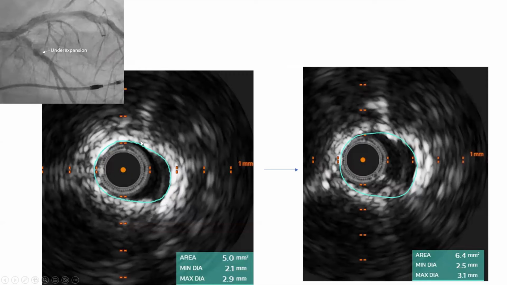And this is the underexpanded area, how we improved it. It was 5 millimeters square after the 3 millimeter high pressure balloon. It became about 6.5 millimeters square. Still not perfect, but much improved, certainly by cine. And it was ranging now about 80% of the distal reference lumen area.